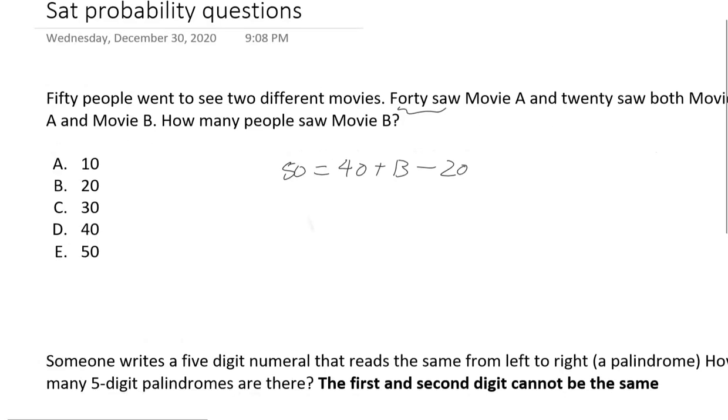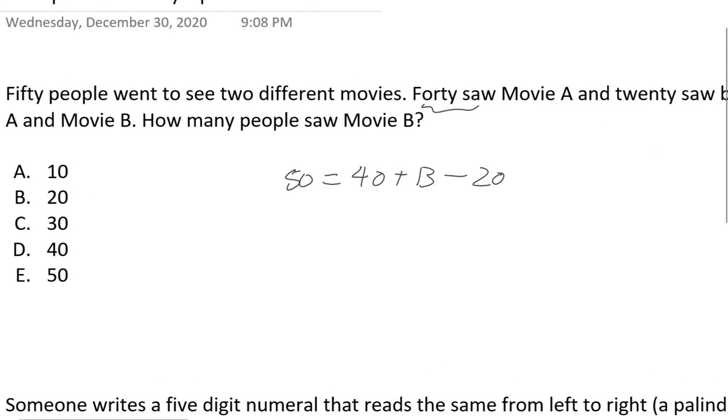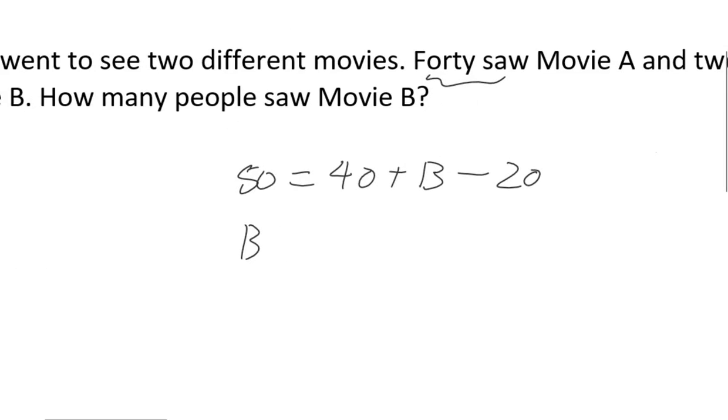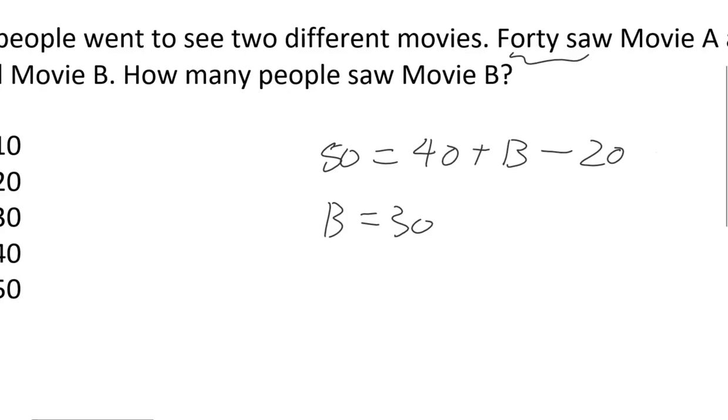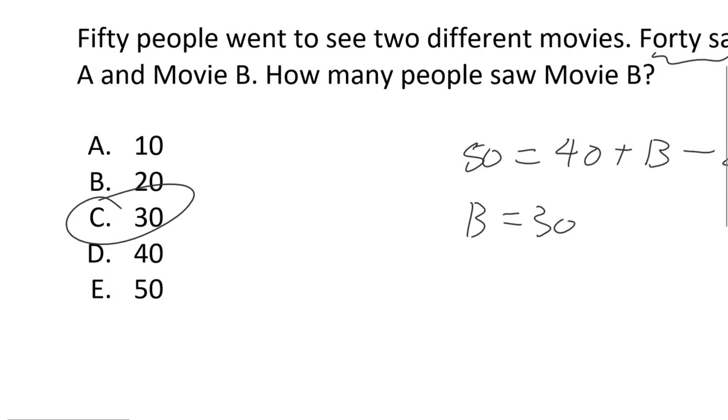Now, using some very simple algebra, we can figure out that B equals 30. Sorry, my throat was really sore. We let B stay here. 40 minus 20 equals 20. We move 20 to the other side. 50 minus 20 gives us 30. So very simple. So that's one way of getting 30.